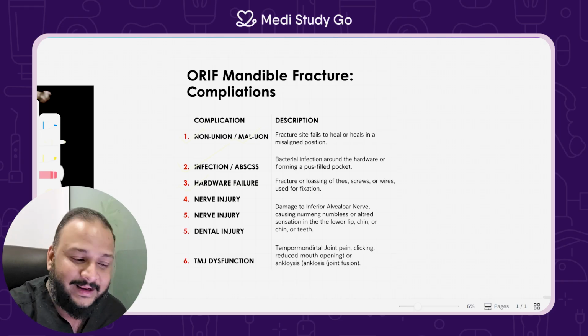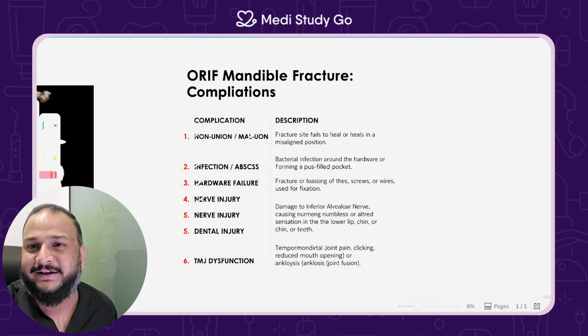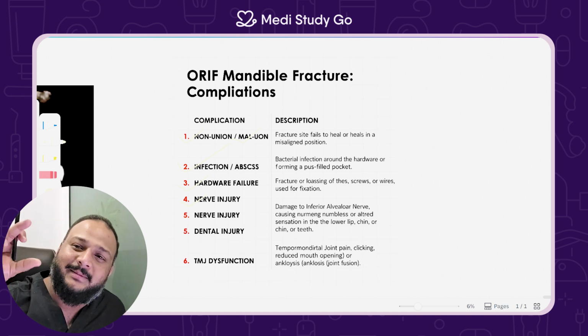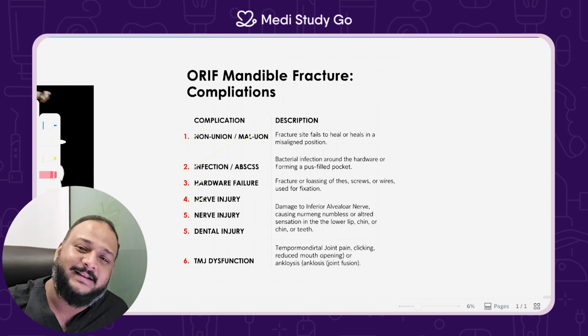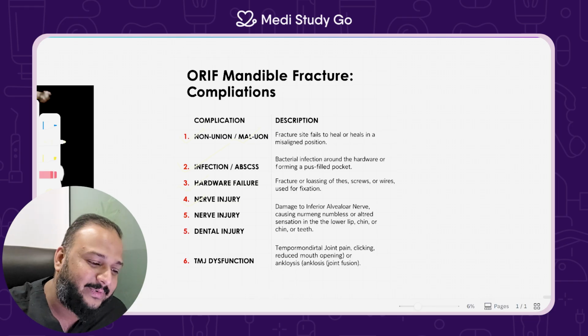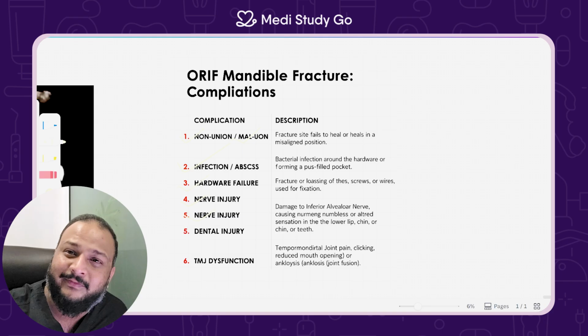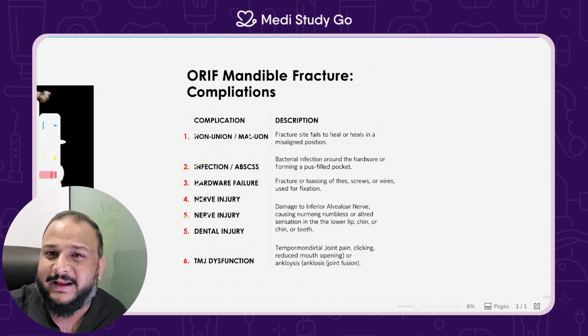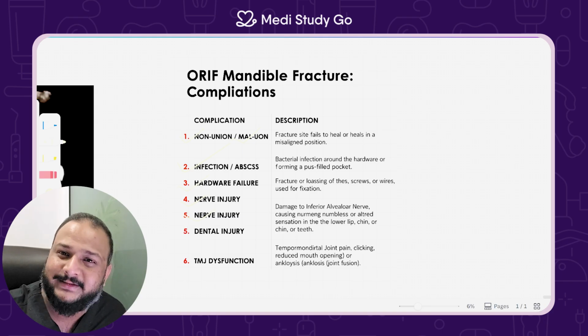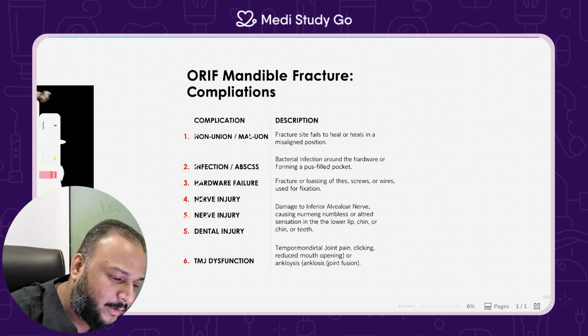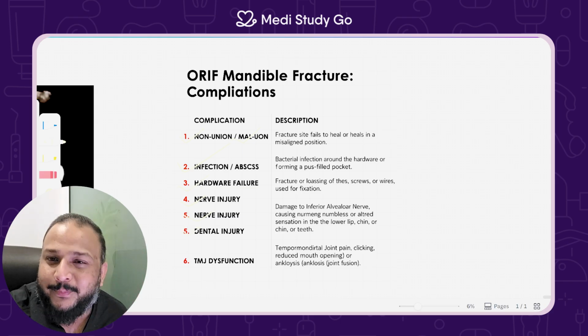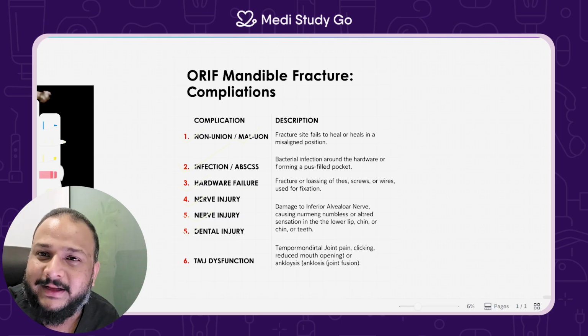Nerve injury, like I showed you in the OPG. If there is a massive discrepancy in the proximal and distal segment where the cortication of the canal has been completely hampered and broken, in that case, a nerve injury to the inferior alveolar nerve or the mental nerve can be very, very evident, and it can present with paresthesia or dysesthesia. All right, dental injury.